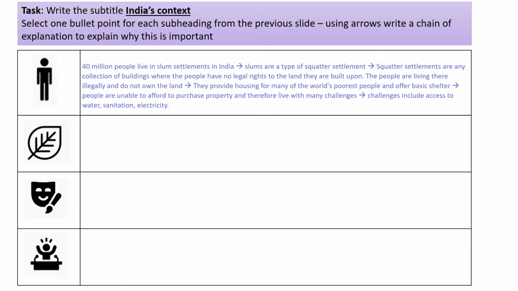You should extend your points. I've used arrows to represent this. I'm showing you a chain of explanation. You may choose to put so, or this means that, or as a result, or therefore.